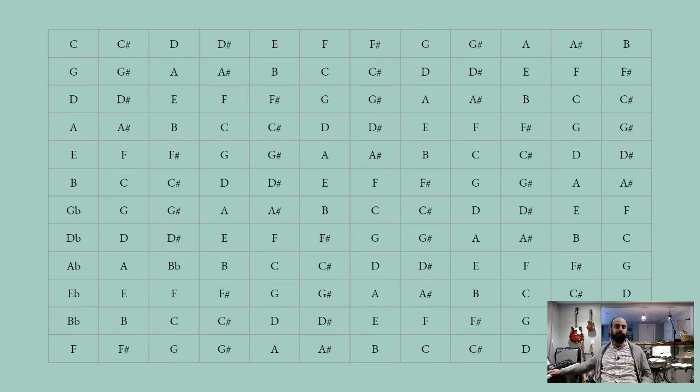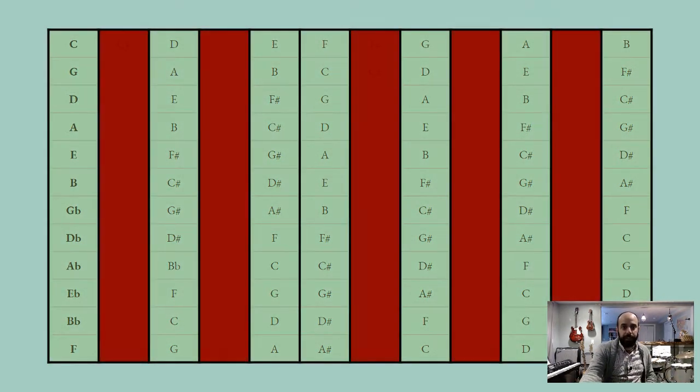So that's all 12 notes: C, C sharp, D, D sharp, E, F, F sharp, G, G sharp, A, A sharp, B. That's the top row. But we start them from different spots. So if you look at the second row, we have G, G sharp, A, A sharp, B, and so forth. So what we do is we take that same pattern, and we can apply it to the whole thing.